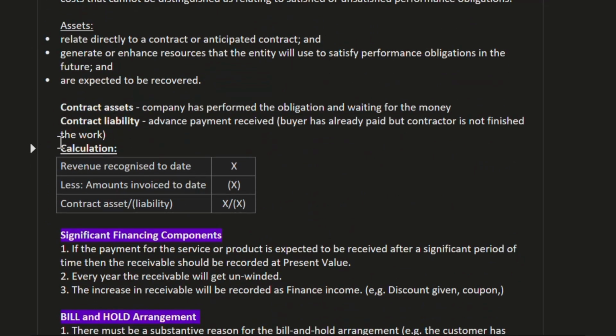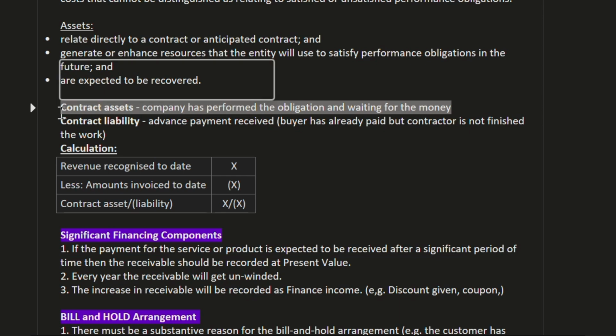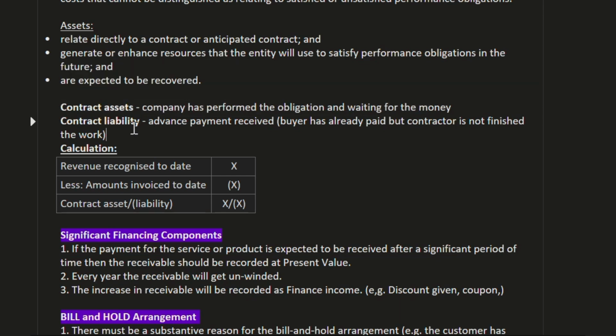Now, contract asset and contract liability. The company has performed the obligation and is waiting for the payment. So under this scenario, we have a contract asset. Now, contract liability: advance payment received. The buyer has already paid, but the contractor has not finished the work. So in this scenario, we have a contract liability. We can understand it simply: advance payment received for any contract is a contract liability.